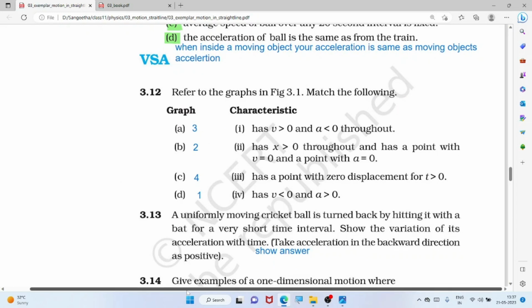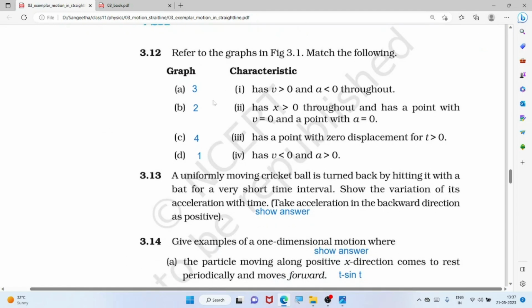Refer to the graphs. Okay, the first four graphs, and these things are the answers. Okay, for A, has a point with zero displacement for t greater than 0, and B, these things you can go through.